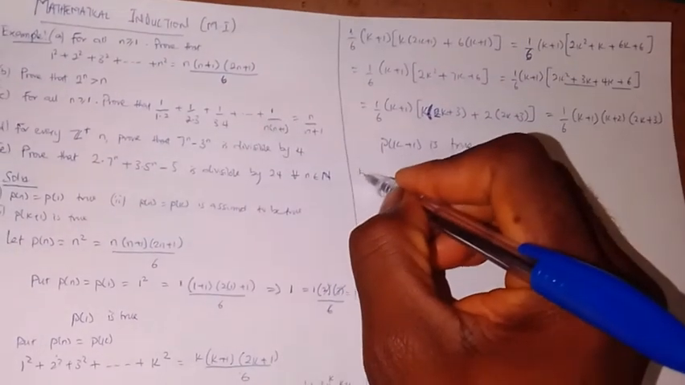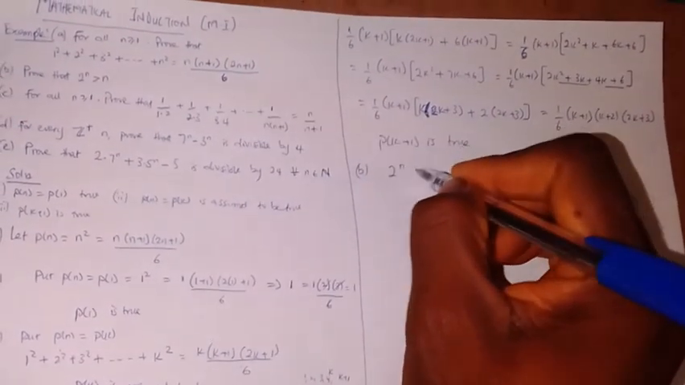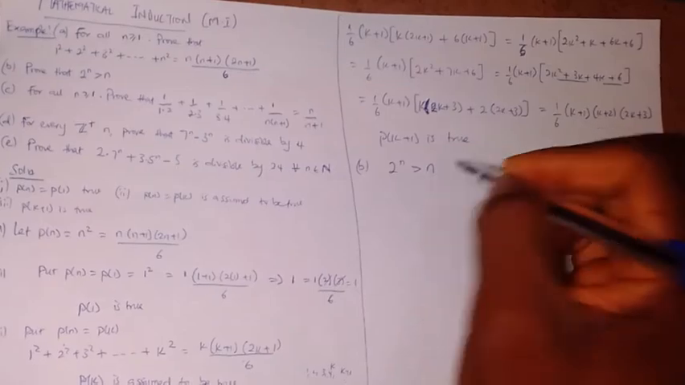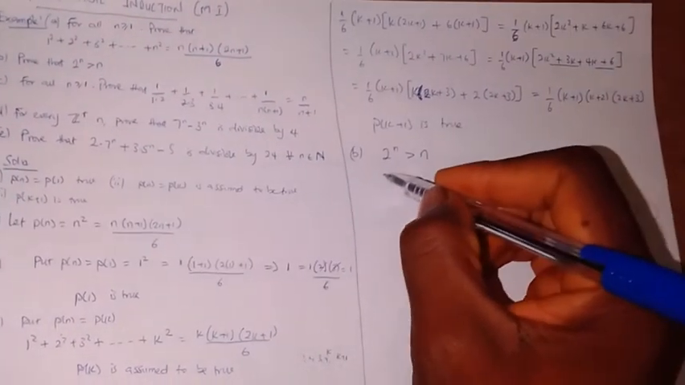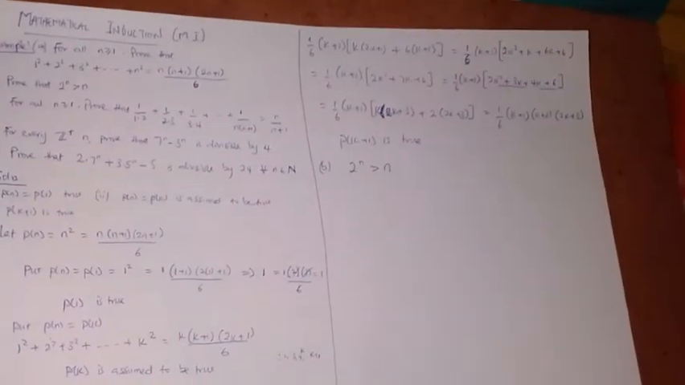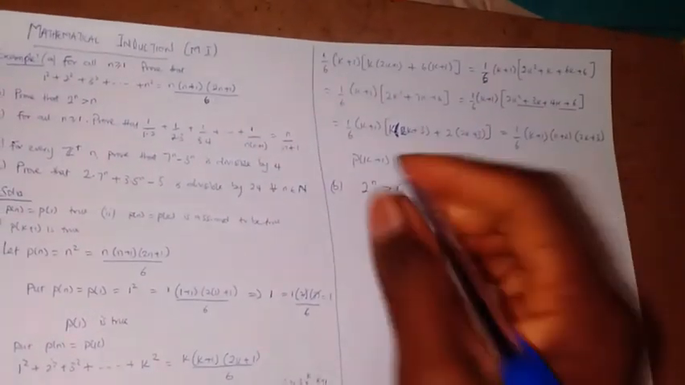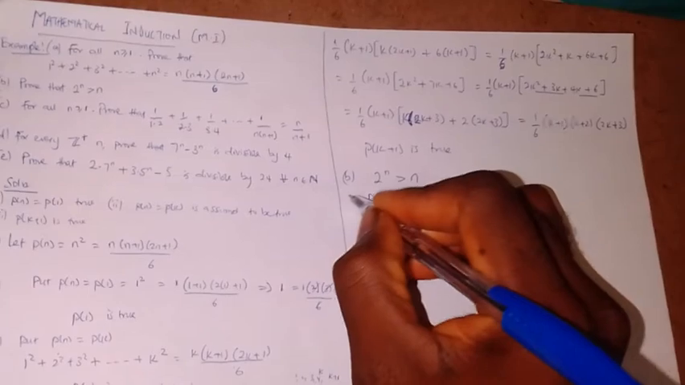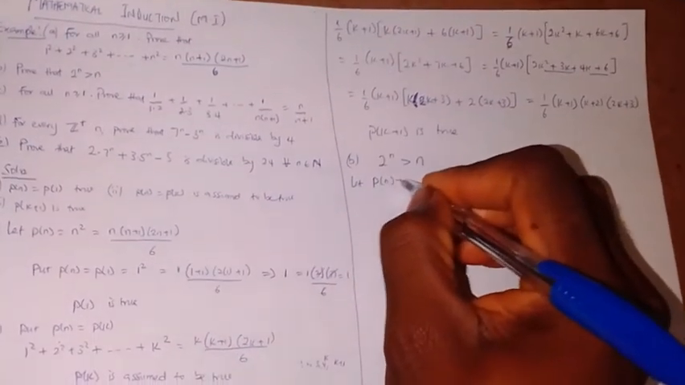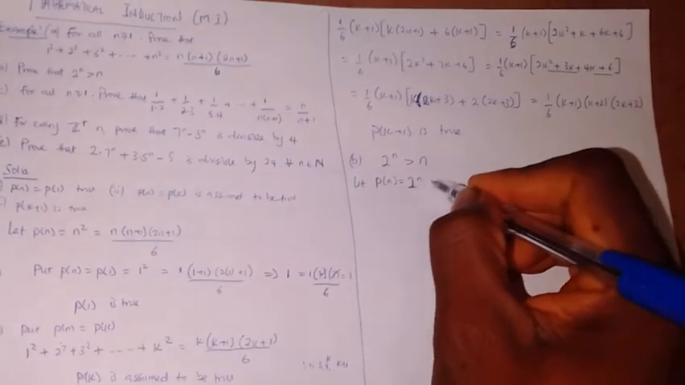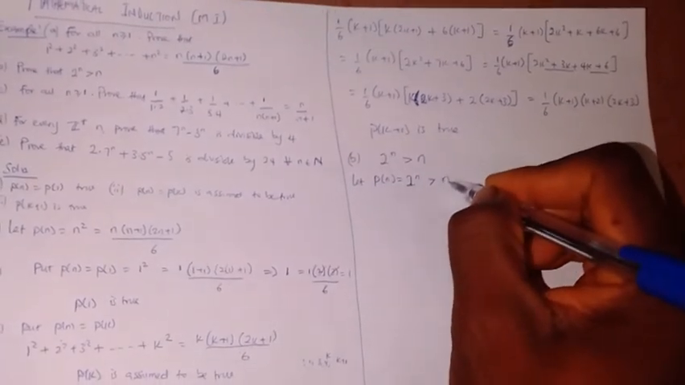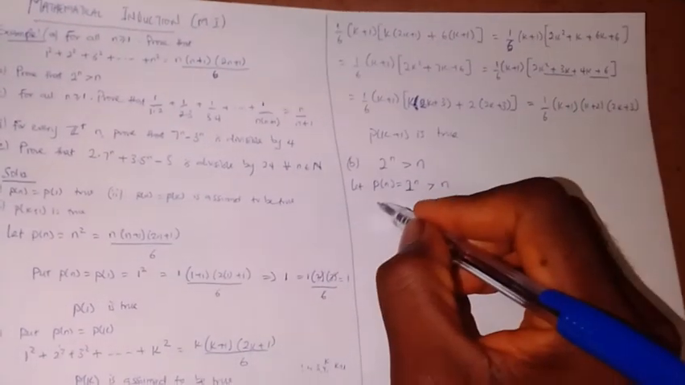Now, for question B, we have 2 raised power n is greater than n. In this case, let's see what we're going to do. First thing again, we try our P of 1. Let P of n be equals to 2 raised power n greater than n in this case.